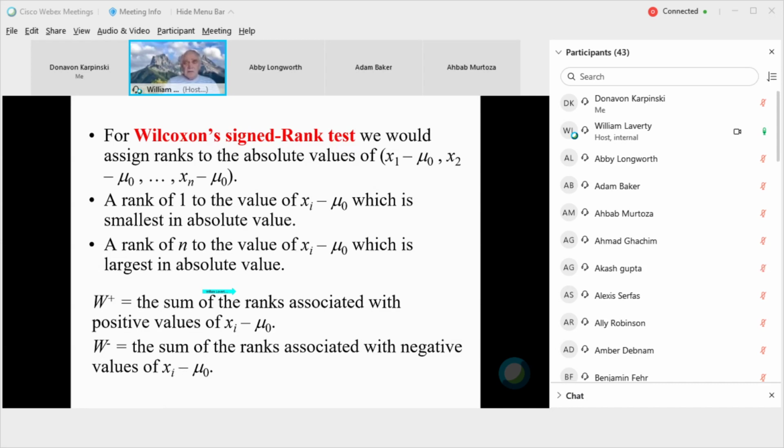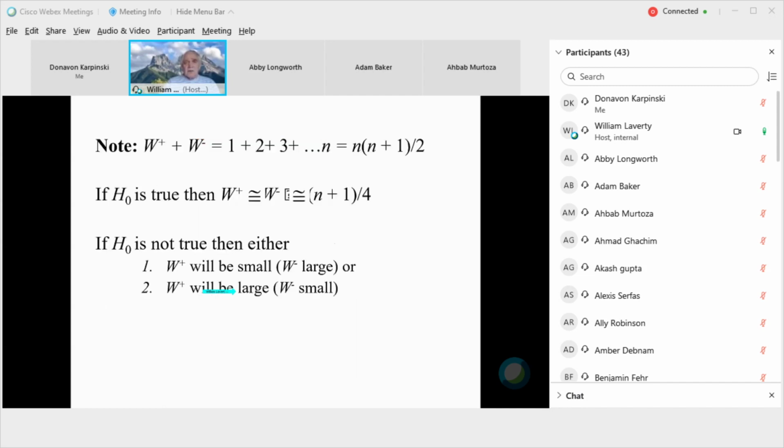So W plus plus W negative, it'll be the sum of all of the ranks going from 1 to n. That'll be n times n plus 1 over 2. If the null hypothesis is true, W plus and W negative should be approximately the same, should be half of n times n plus 1 over 2. If H naught is not true, either W plus will be small or W negative will be small.